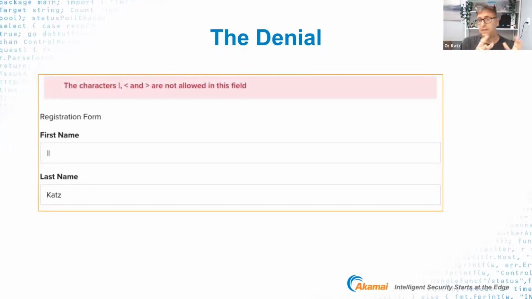Now, why double pipe? Because in some SQL syntax, depending on the SQL server, double pipe also represents OR, right? A conditional statement meaning OR. And that was rejected as well, right? As you can see, the characters pipe, greater than, and smaller than are not allowed as fields. So that was the denial part for me, right?